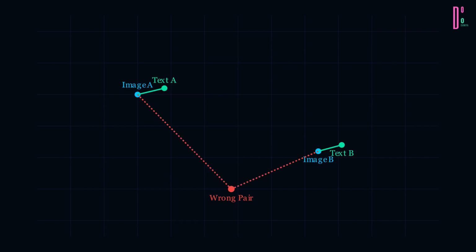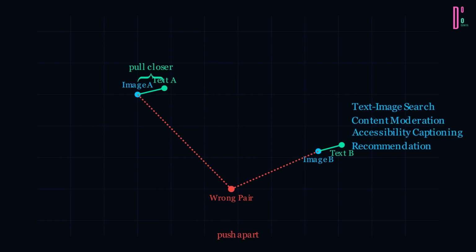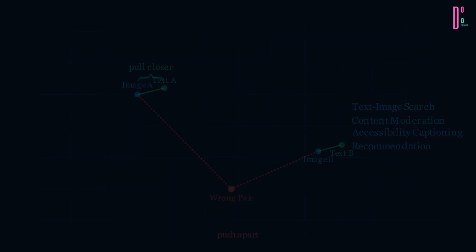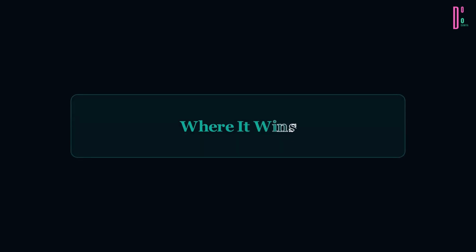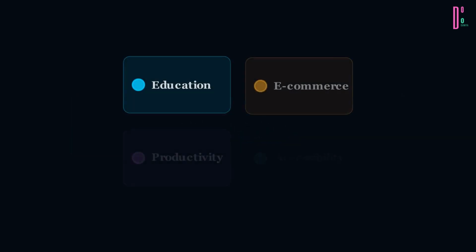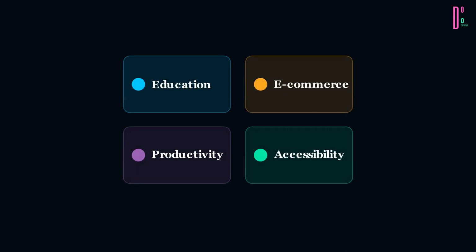Where does this already work in real life? In education, students snap equations and ask for step-by-step explanations. In e-commerce, users upload photos to find visually similar products. In productivity tools, screenshots become searchable knowledge. In accessibility, scene description helps users with low vision navigate daily tasks. The pattern is consistent. Visual evidence plus language reasoning creates better outcomes.